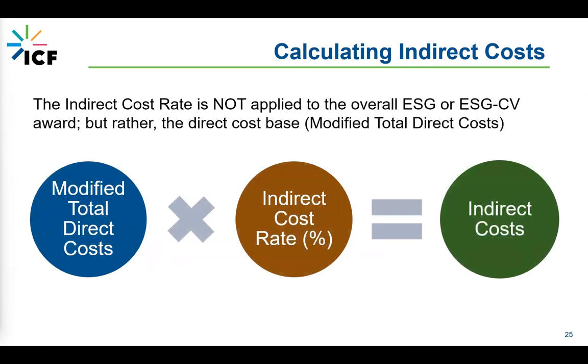So this is to help us illustrate how we're arriving at what our indirect costs are. Again, it's your modified total direct costs times your indirect cost rate that will equal your indirect costs. The indirect cost rate is not applied to the overall ESG or ESG CV award, but rather certain allowable direct costs, which are also referred to as a direct cost base or modified total direct costs. So again, to charge indirect costs to the ESG or ESG CV award, you must multiply the allowable modified total direct costs by your agency's indirect cost rate.